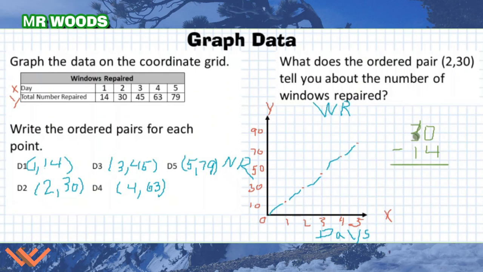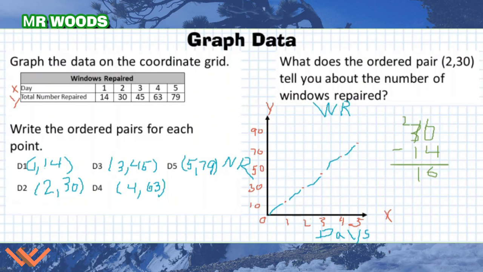Okay, I'm going to borrow a 10 from over here and put it here. So 10 minus 4 is 6. Two 10s minus one 10 is one 10. So I know that 16 windows were repaired on day two. That's how I would write it out. 16 windows were repaired on day two.